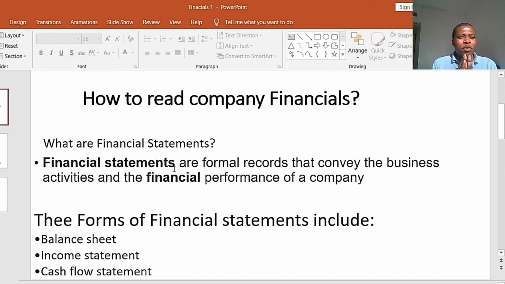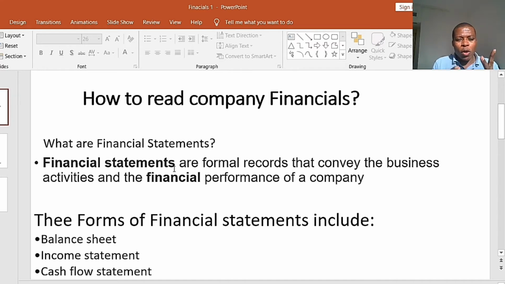So basically, if you're going to read financials or financial statements of a company, there are two things that you will be looking for. Number one is, what does the company do, or the businesses that it is involved in. Second is the financial performance or the financial strength of the company. Is it in debt? Is it making profits? Is it making losses?